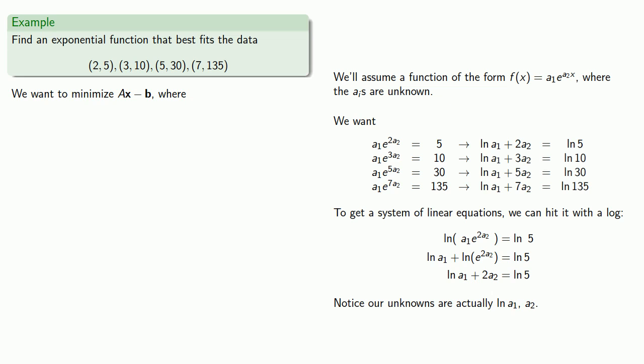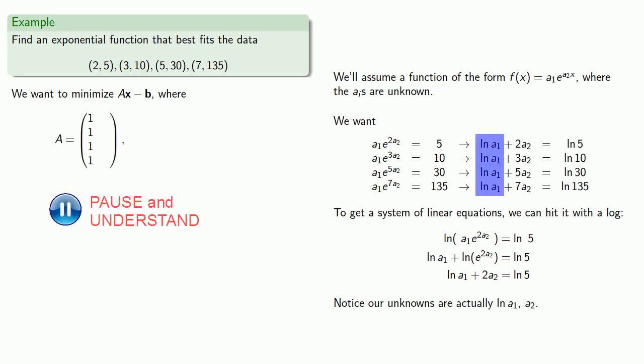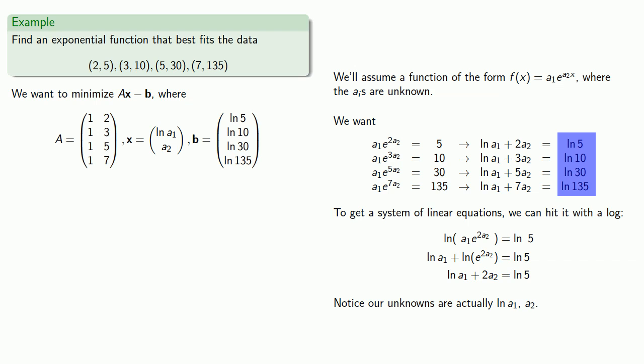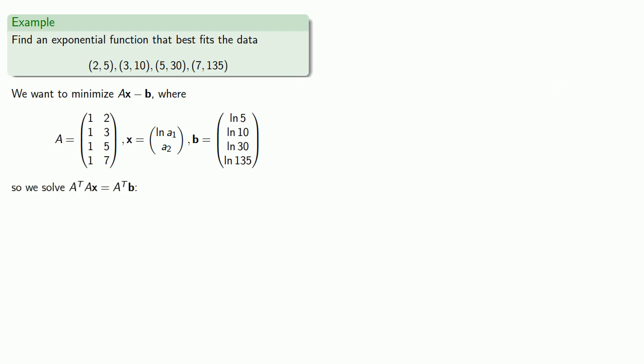And so I get my coefficient matrix. Remember, log of a1 is our variable, so the coefficients in this column are all 1s. The coefficients in the other columns are the coefficients of a2. Our column vector of variables are log of a1 and a2. Our column of constants are the log values. And we want to solve A transpose Ax equals A transpose b.